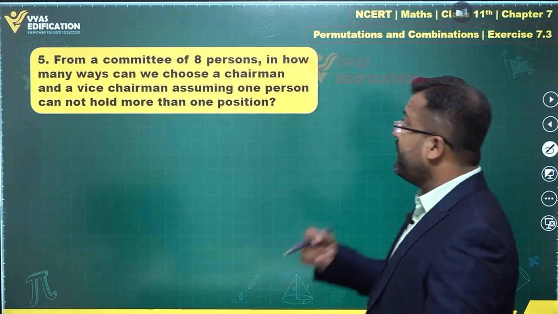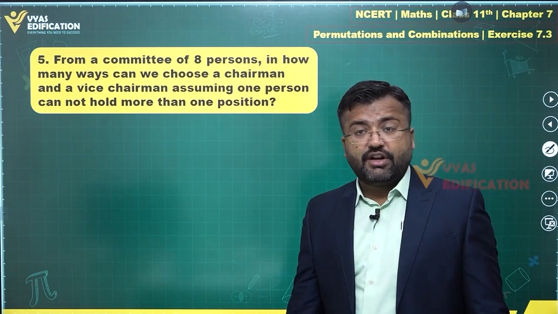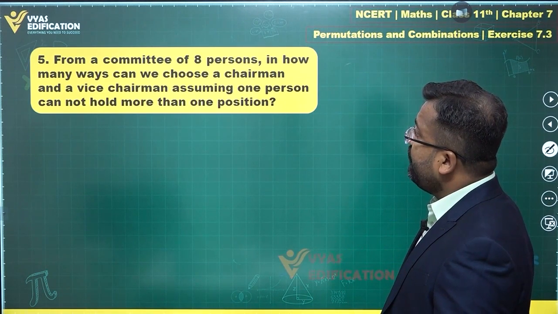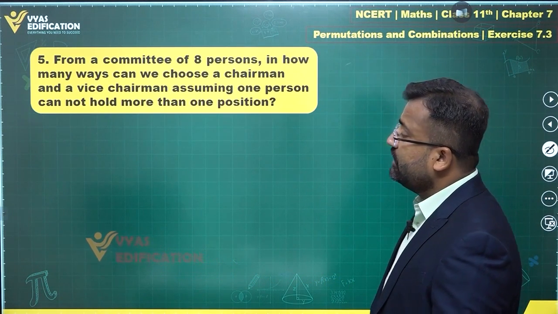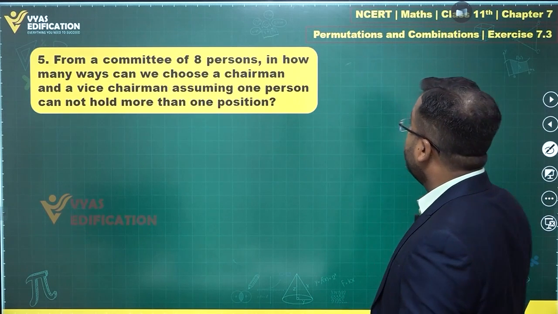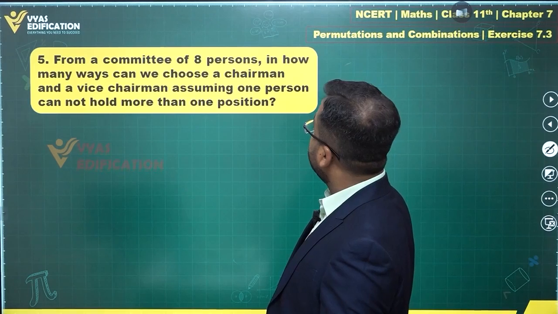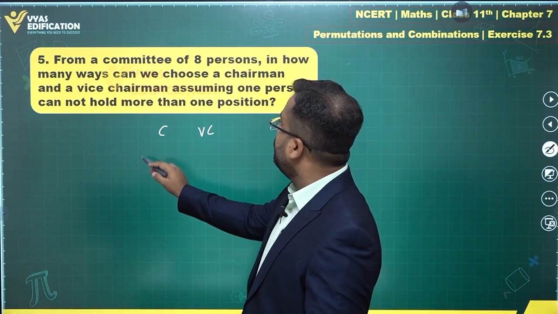Fifth, what does question number 5 say? From a committee of 8 persons, in how many ways can we choose a chairman and a vice chairman, assuming one person cannot hold more than one position? We are supposed to choose a chairman and a vice chairman.